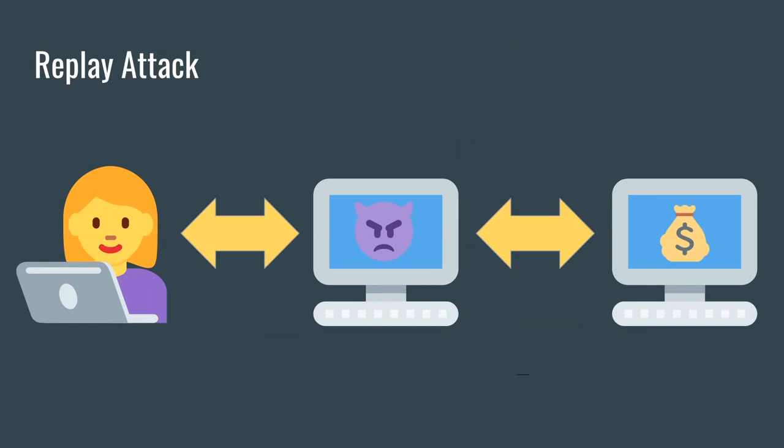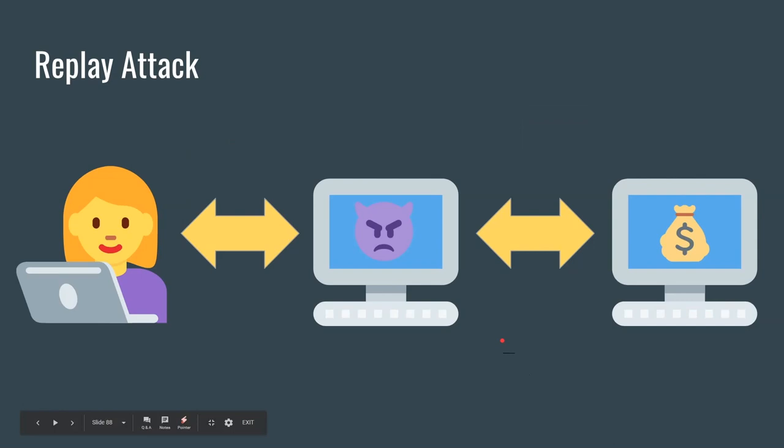In a replay attack, let's say the client is wanting to send a payment to their bank to deduct some money from their account and send it to someone else. Client encrypts that message with TLS, sends that message across. The bank then deducts that money from their account. Everything's going as expected so far.